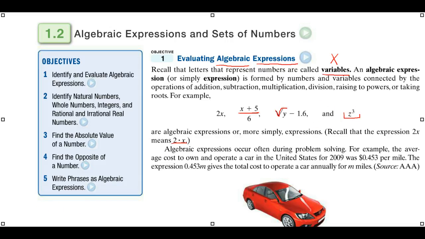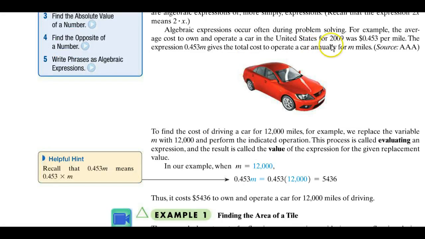So let's take a look at an example. We'll start off easy, that they're saying that in the year 2009, it cost about 45 cents per mile to drive a car. Then if you took that figure of what it cost and you times it by the miles, which is what our M is going to stand for, you get the total cost to operate a car annually for M miles. There's a nice little red car.